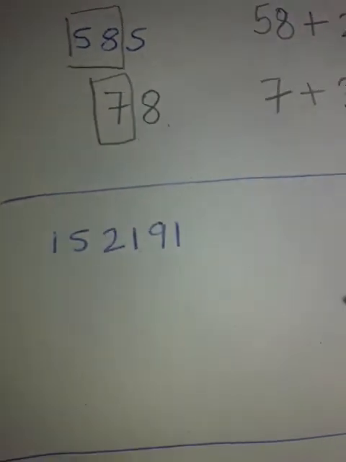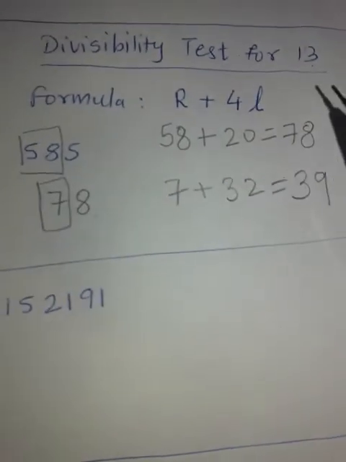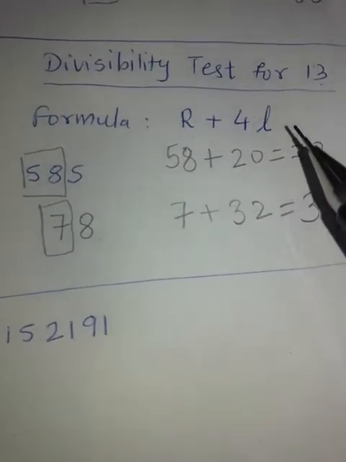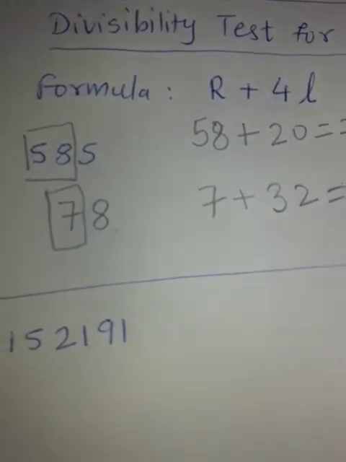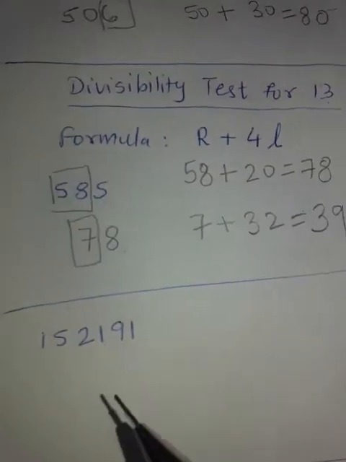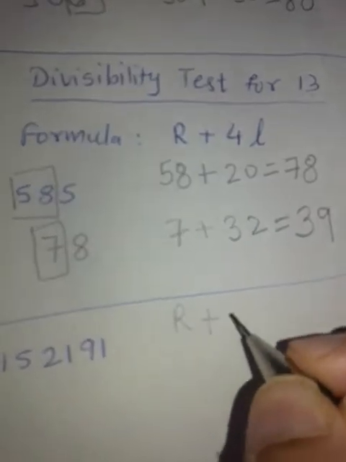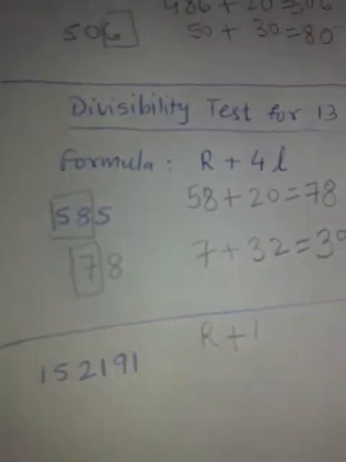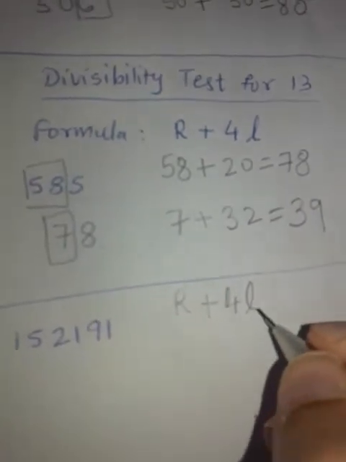Now let's try a big number. 1,52,191. Now for this particular test, knowing table of 13 is going to help you a lot. So I will advise you to learn it by heart. It's not that difficult. You can do it in 1 hour or so. So please start by hearting it. Again let's apply the formula. Formula is R plus 4L. I'm just copying it here. R plus 4L.